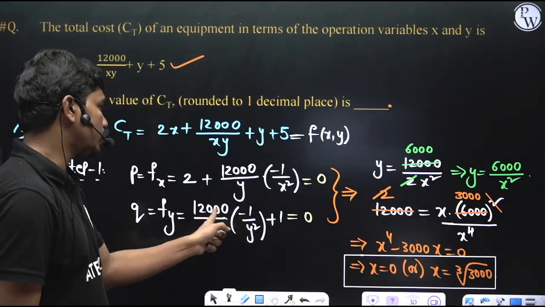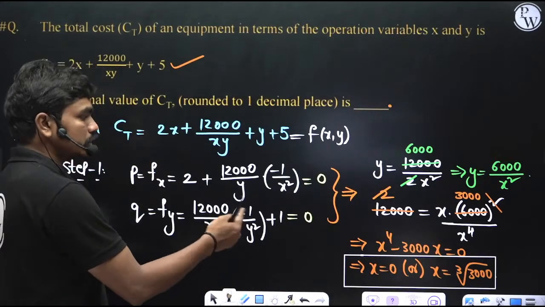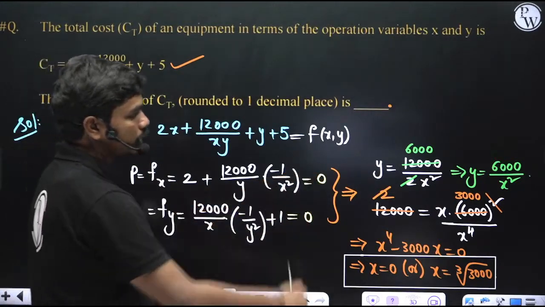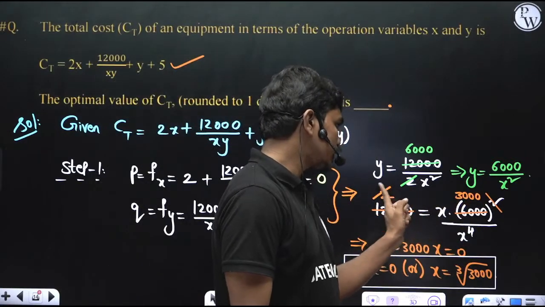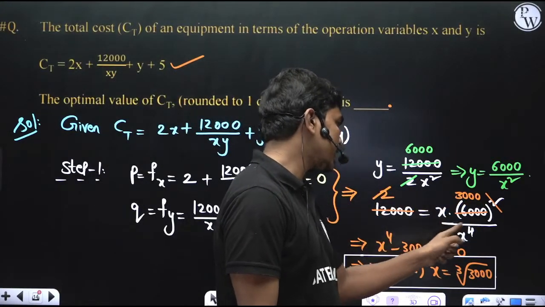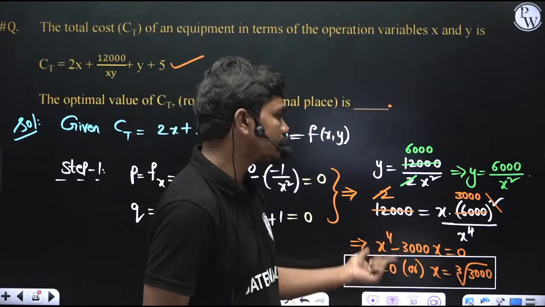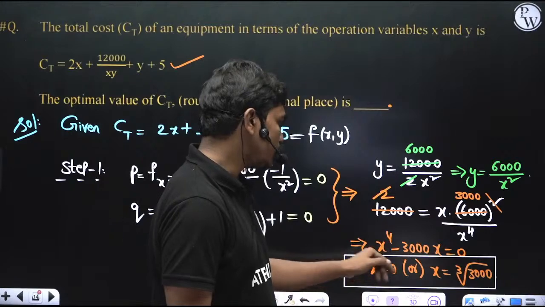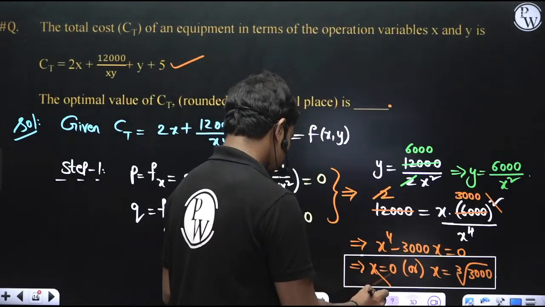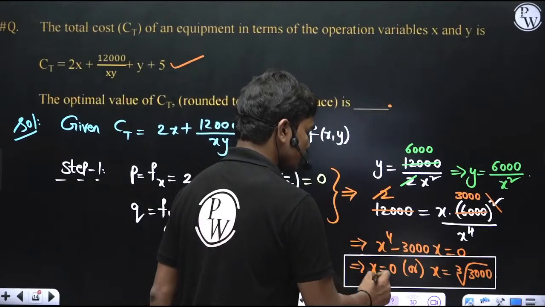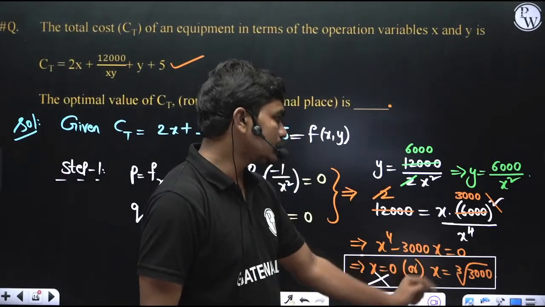So 12,000 is equal to x times y square, right? It is x into y square, and x into y square is 6,000 square by x power 4. So if you simplify, 6,000 cancels twice, 2 cancels 3,000. So x equal to 0 is one solution, obviously. But x cannot be 0 because if x is 0, this is 0 by 0 form. So that's why we'll neglect this solution actually. So you will ignore this solution in this case. So if you ignore this solution, then what about this? x equal to cube root of 3,000, correct?